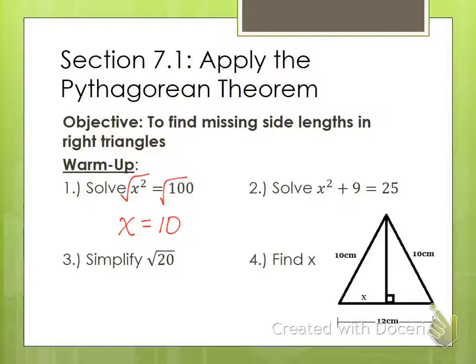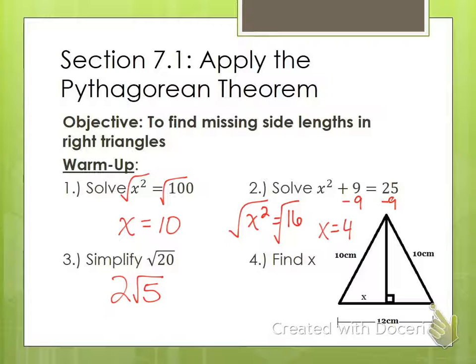Number 2, what's my first step to solve? Subtract 9. That would give me x squared equals, and then I would square root, x equals 4. Number 3 should be pretty easy after yesterday. What is the simplified version of square root of 20? Very good. 2 square root 5. Again, you could break it into square root of 4 times square root of 5, or you could make your factor tree.